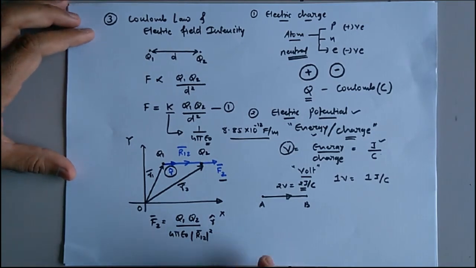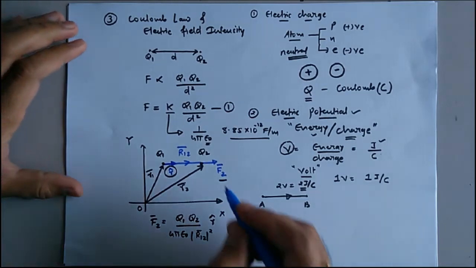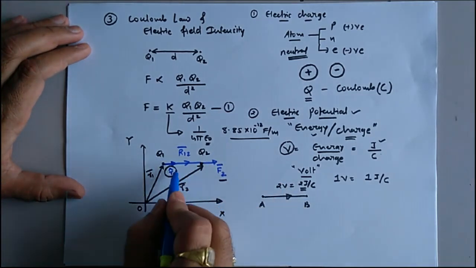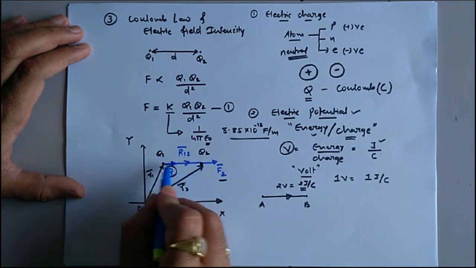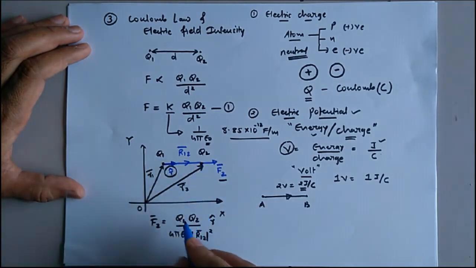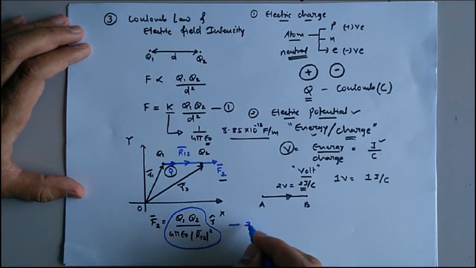From this equation it is very clear that the force experienced by charge q2 because of charge q1 is along the direction of this unit vector, that is, along the line joining these two charges, and the magnitude of that force is represented by q1 into q2 divided by 4 pi epsilon naught multiplied by r12 square. Let this be equation number 2.